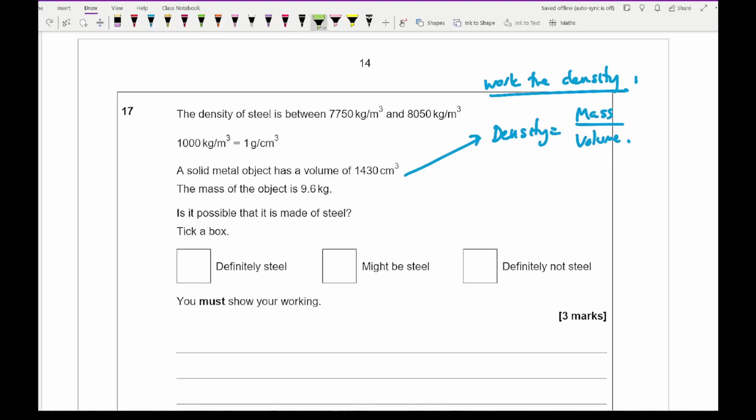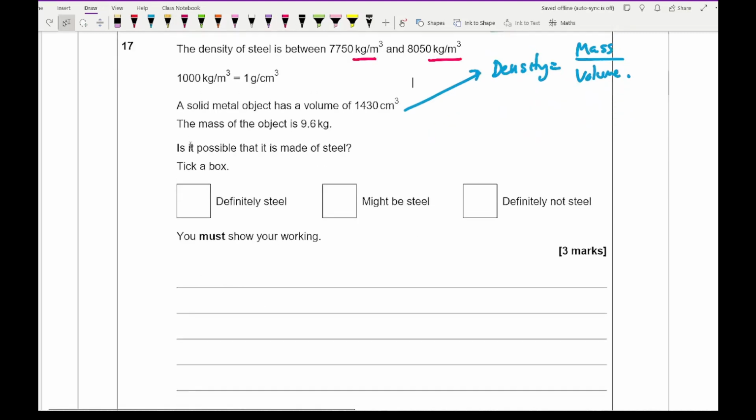So what I need to do is work out the density of this metal object, preferably in kilograms per cubic meter. Looking at this, the density is going to be equal to, now looking at the units we've got, 1430 centimetres cubed, which is the volume, which I've done the wrong way, so let's do the mass first. So it's going to be 9.6 kilograms over 1430 centimetres cubed.